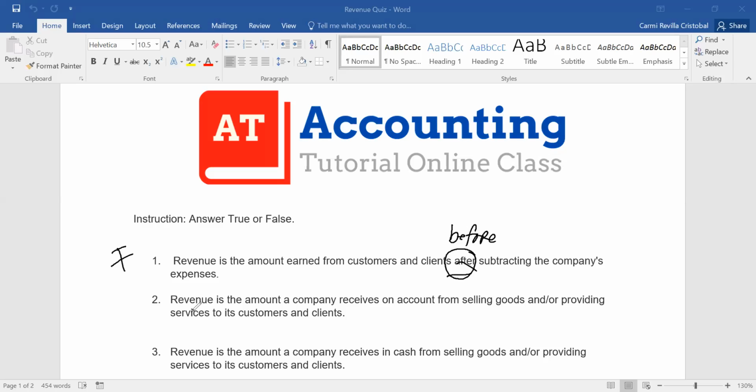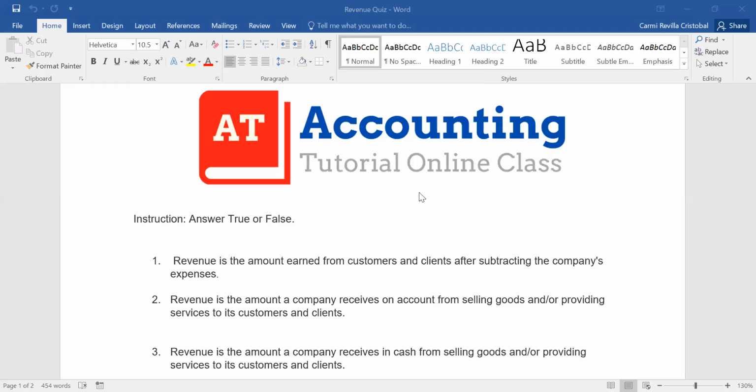Alright, so next, number 2. Revenue is the amount a company receives on account from selling goods and or providing services to its customers and clients. True or false? The answer is true. Very good. Alright, next, number 3. Revenue is the amount a company receives in cash from selling goods and or providing services to its customers and clients. True or false? Alright, the answer is true. Ang galing. Very good.